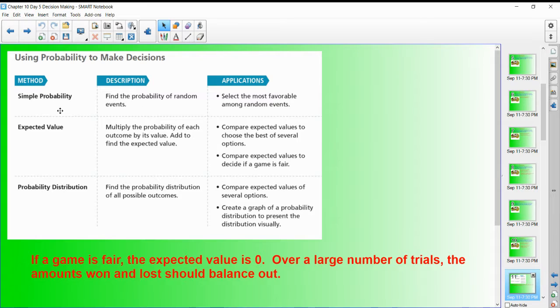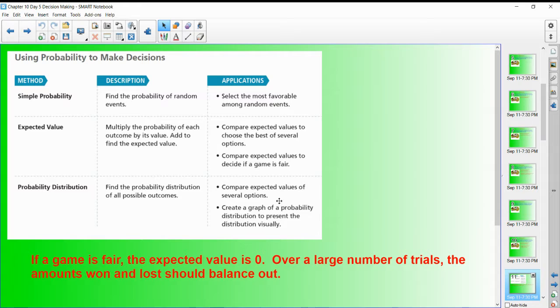Now today we're going to use probability to make decisions. We can use simple probability, we can use expected value, we can use probability distributions, binomial distributions, anything we've learned, we can take, analyze the probability and determine, is it a good idea or a bad idea? Do I make money or do I not make money? I can compare several expected values of several situations and pick the best option.